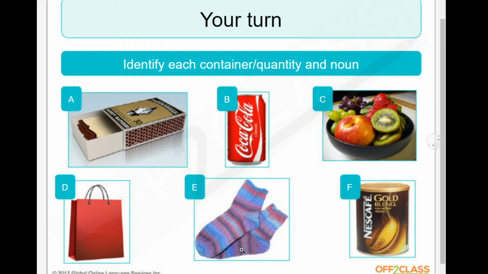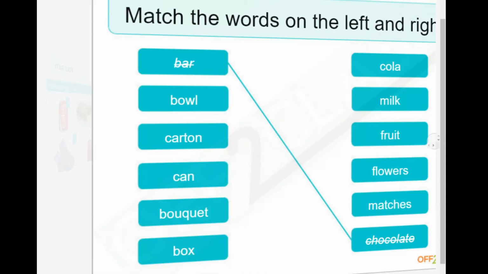And what do we have here? These are two, so they are a pair of socks. And what do we have here? We have a tin of coffee. Very good, everybody. Very good.